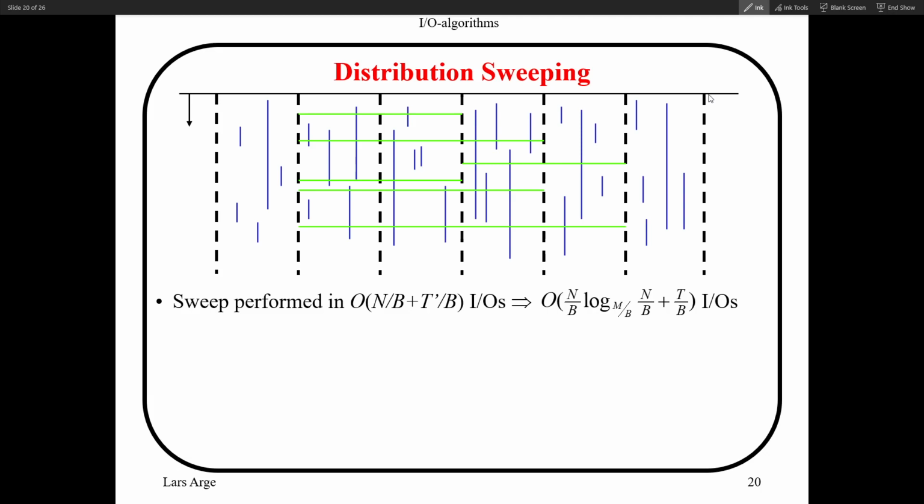If we assume that the input is now sorted by y coordinate, then I can find the intersection points of all these green chunks with these vertical line segments in scan time plus output size divided by b IOs. And if I can do that, then the entire thing will run in sort time. Why is that?